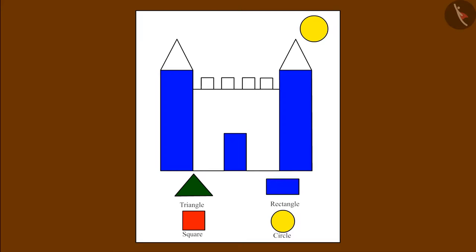After this, fill the square with red color. So can you identify the squares in this picture? Here are the squares. So we fill them with red color. Now we come to the triangle. In the triangle, we have to fill the green color. Color is now filled in the whole picture.